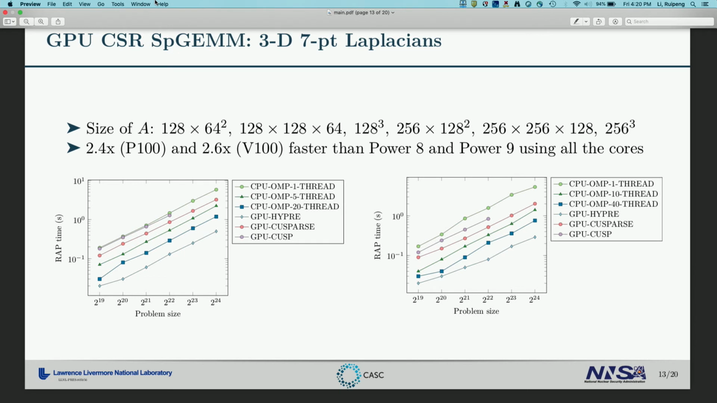This is some experimental result comparing with the state-of-the-art GPU SpGEMM from cuSPARSE, and also the CPU implementation in Hypre. You can see that the one in cuSPARSE or CUSP does not perform very well compared to the parallel CPU version. Actually, it's only faster than sequential CPU code. It's slower than the OpenMP threaded CPU SpGEMM. But our implementation stays the fastest among all of them. This is running on one GPU. The problem size is from 500,000 to 16 million.